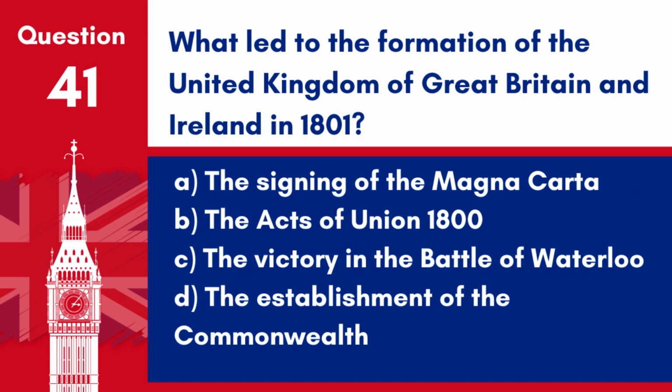Question 41. What led to the formation of the United Kingdom of Great Britain and Ireland in 1801? A. The signing of the Magna Carta. B. The Acts of Union 1800. C. The victory in the Battle of Waterloo. D. The establishment of the Commonwealth.